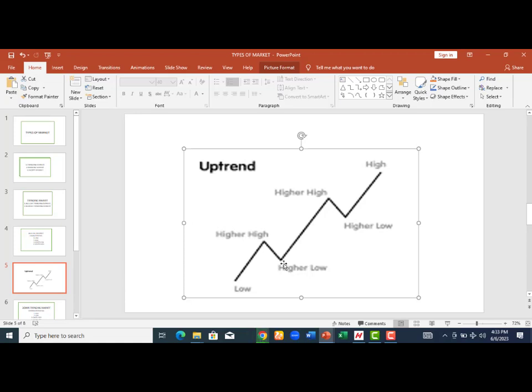Market must retrace. And why must market retrace? Market retraces in order to gain momentum. Retracement is for the market to gain momentum.